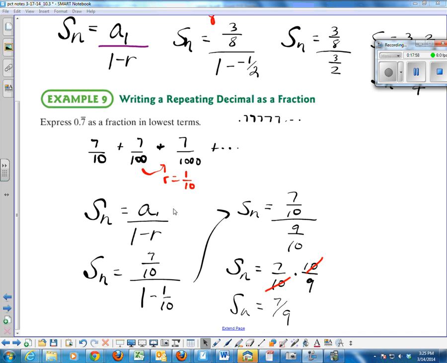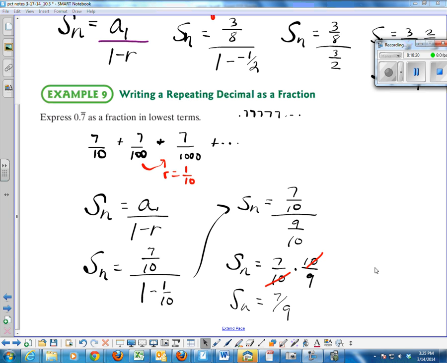All right, so we started with the S sub n formula. A sub 1 is 7/10. 1 minus R is 1 minus 1/10. The denominator becomes 9/10. Again, with a complex fraction, you're going to flip and multiply. So 7/10 times 10 over 9. Cancel the 10s. The sum is 7 over 9.